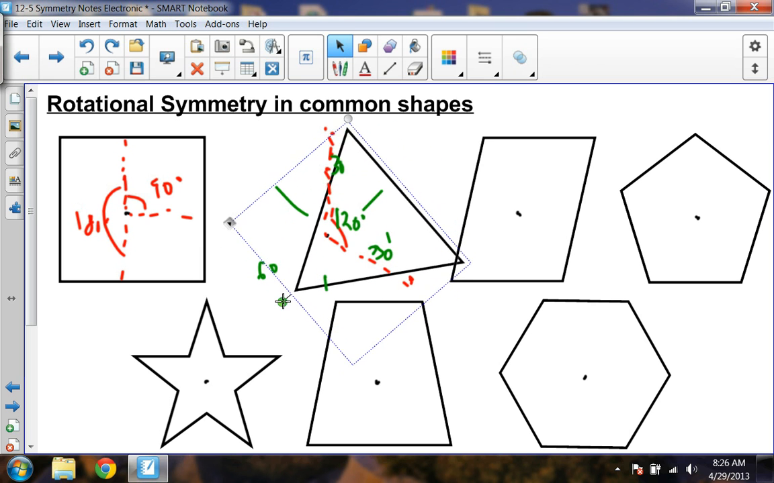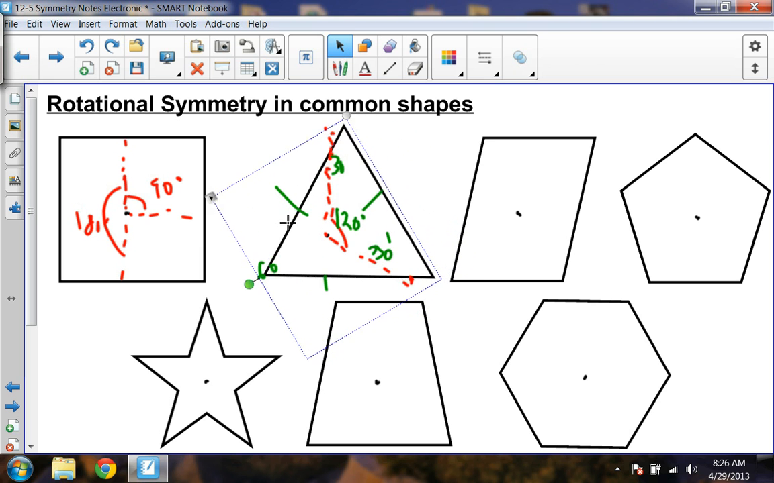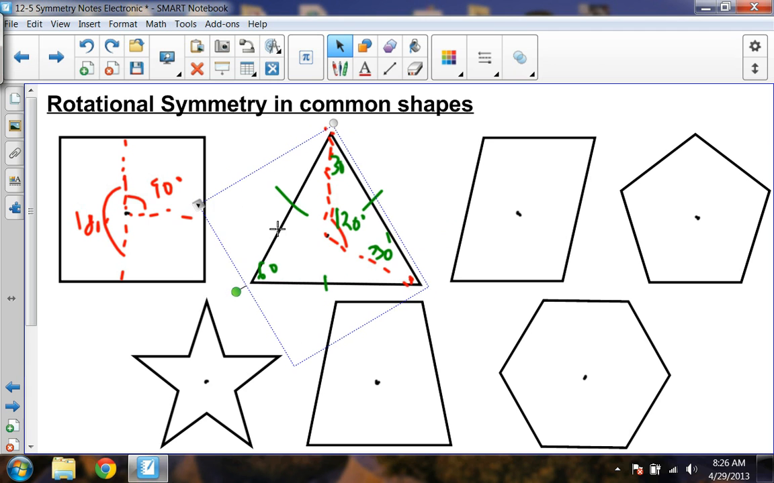Obviously, I'm not orienting this perfectly. Let me get this exactly where it should be. And there's another 120 degrees. So this can rotate 120 degrees, and it has rotational symmetry in that. So its angle of rotation is 120 degrees. Now, it doesn't have 180 degree rotation, so that means this does not have point symmetry, whereas this one does.